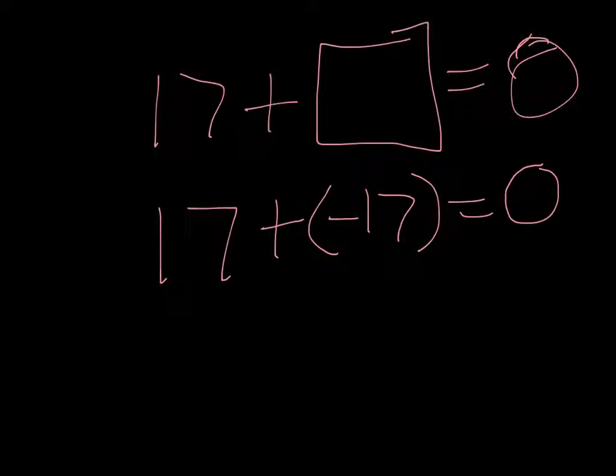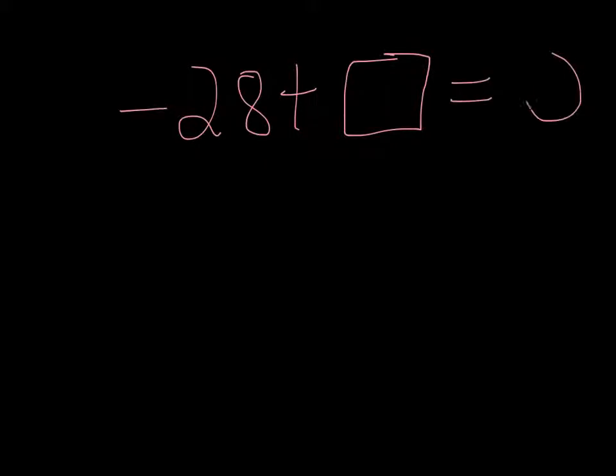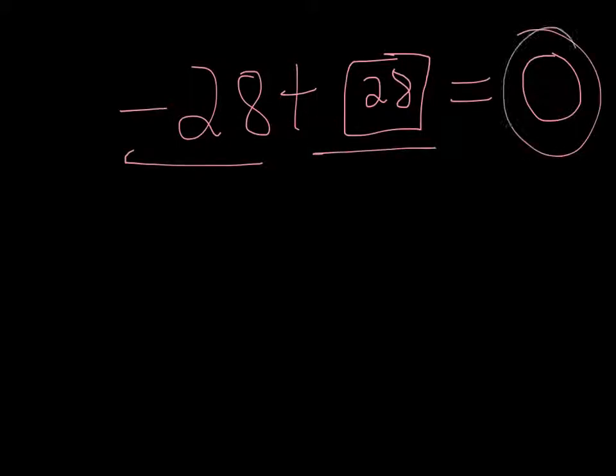Okay, let's try with a negative number. How about negative 28 plus what number equals 0? So I'm in the hole 28 bucks. What do I need to do to just get to 0? Hopefully you said a positive 28. So when we have a minus 28 or a negative 28, we're going to add 28 to get to our 0. This is important to really understand as we add this equal sign, because you're going to be having to move things from one side of an equal sign to another.